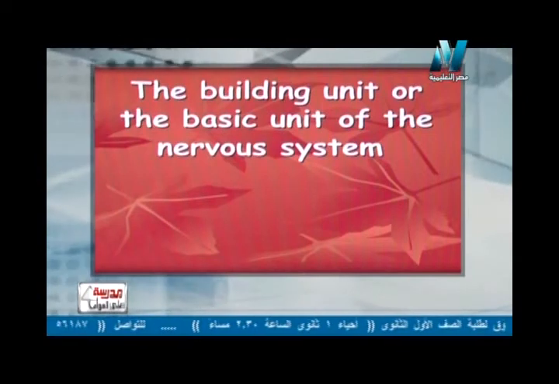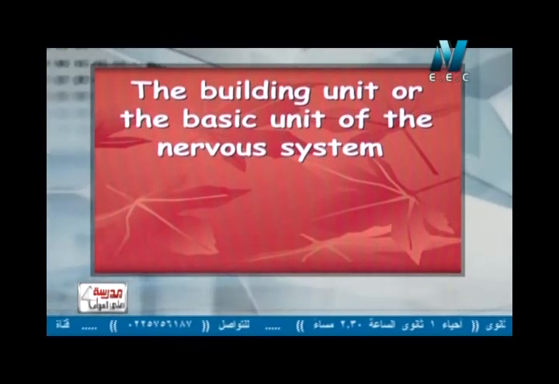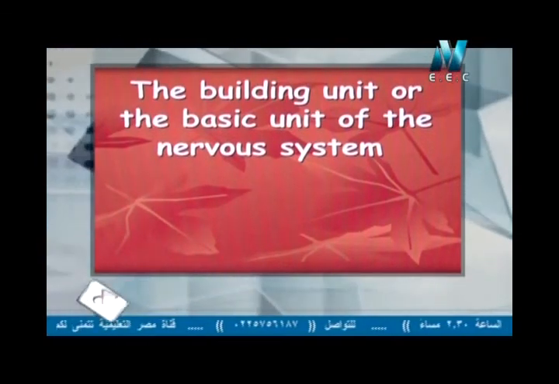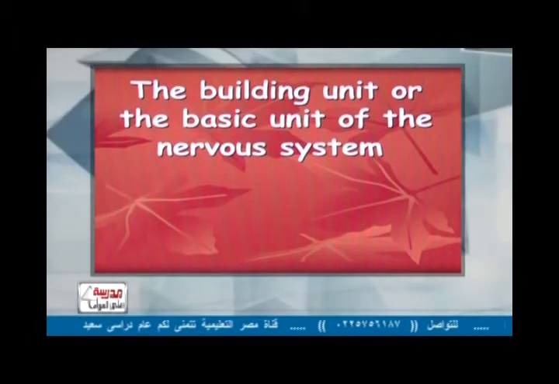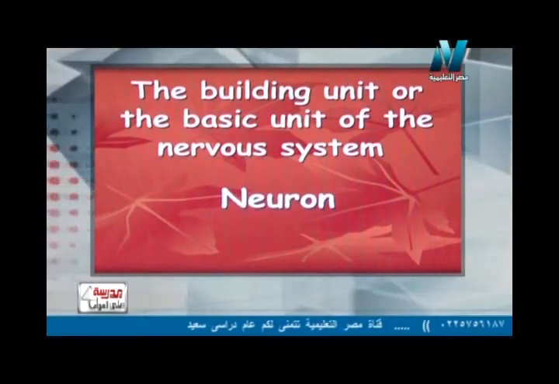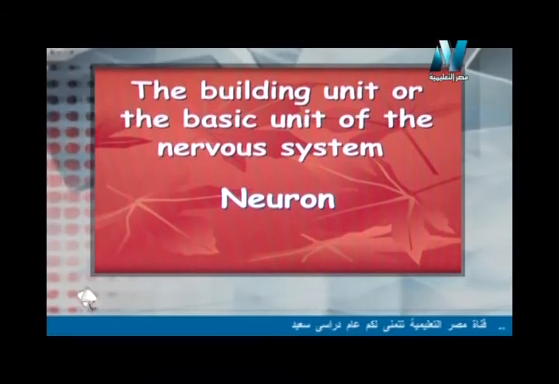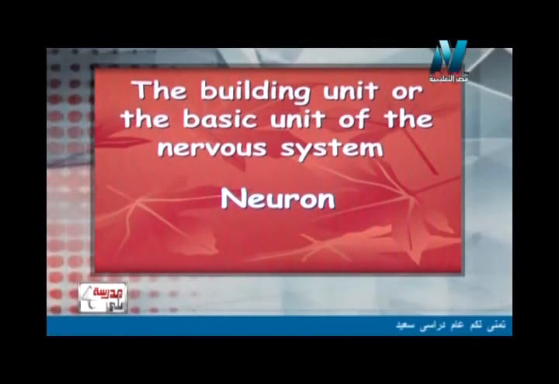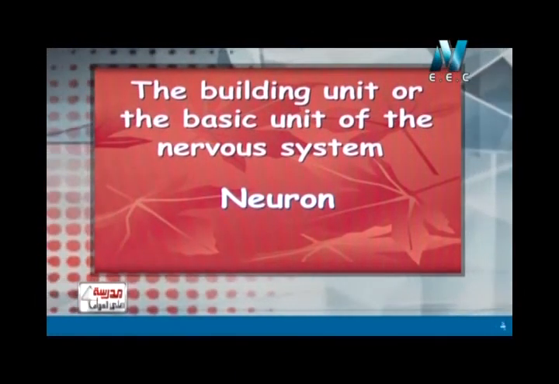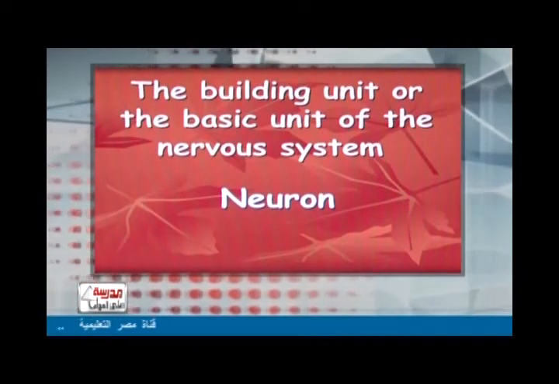Another question. The building unit or the basic unit of the nervous system. Again it will be the nerve cell or the neuron, الخلايا العصبية, or we call it nerve cell. It is the building unit or the basic unit of the nervous system.